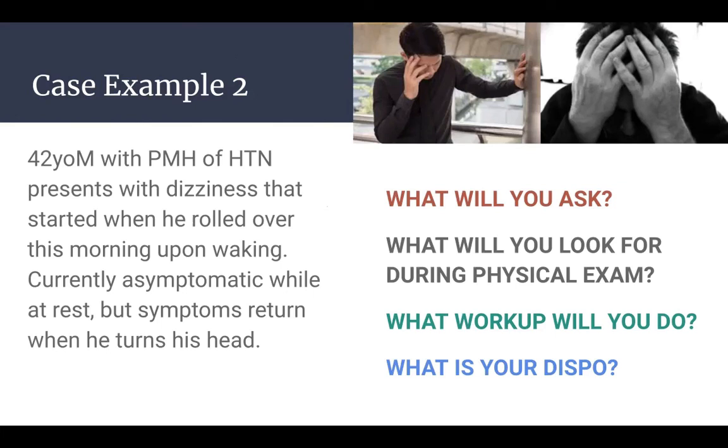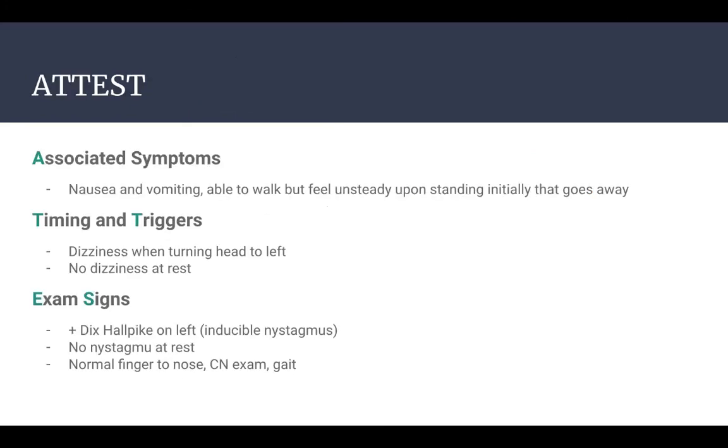This is the 42-year-old male with hypertension that came in with dizziness that started when he rolled over in the morning. At rest, he's asymptomatic, but his symptoms do return when he turns his head. So again, the ATTEST algorithm. Associated symptoms. He says he has been nauseous and he has vomited a few times. He's able to walk, but he does feel a little unsteady when he stands up initially, but that goes away within a few seconds. Timing and triggers.